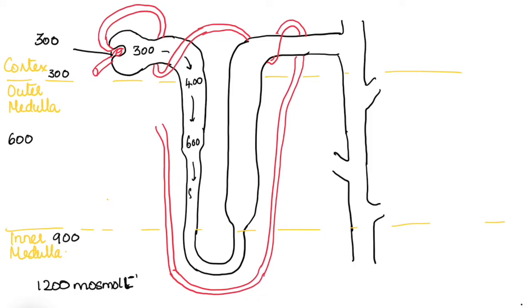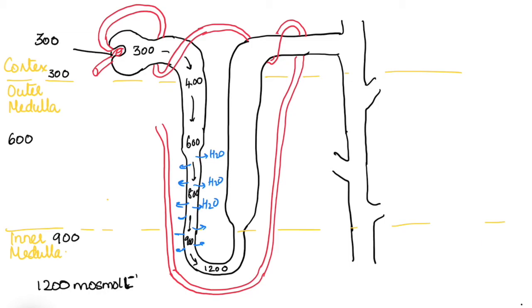Now, as this filtrate moves from the PCT to the descending limb, the osmolarity increases from 400 to 600 to 800, then 900, and finally reaching 1200 at the bend of the loop of Henle. Now, this happens because of the loss of water molecules in the descending limb of the loop of Henle. So, as water molecules are lost from here, the concentration of the filtrate becomes higher and higher and leads to it becoming maximum at the bend.